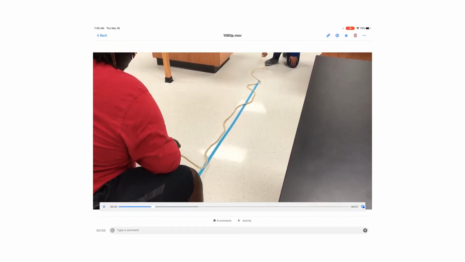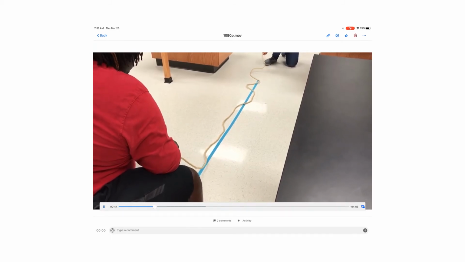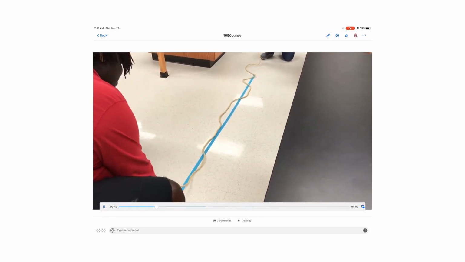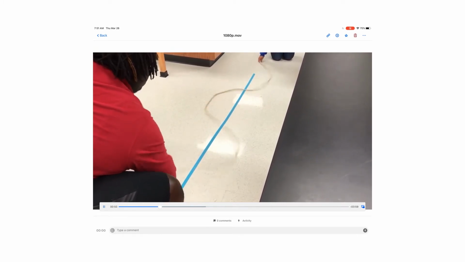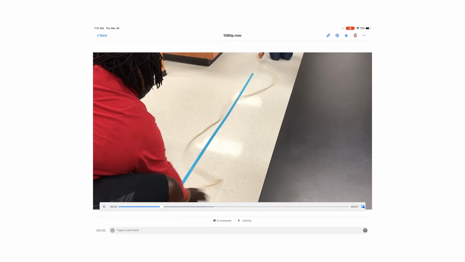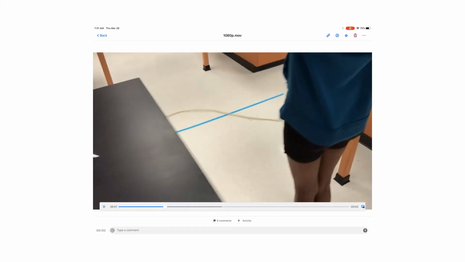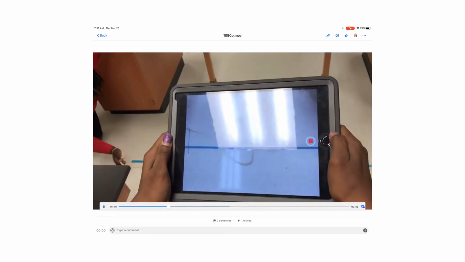So in this video, we have the students taking a rope, and they're going to try and make some nice waves with this rope. Now, they're not going to be perfect, but you get the idea that they now have some waves. Another student videotaped the wave with an iPad.